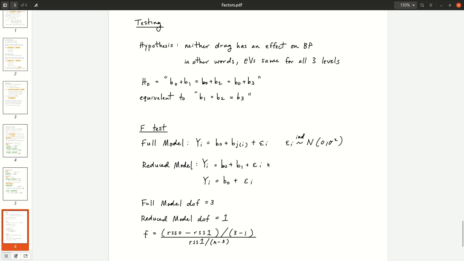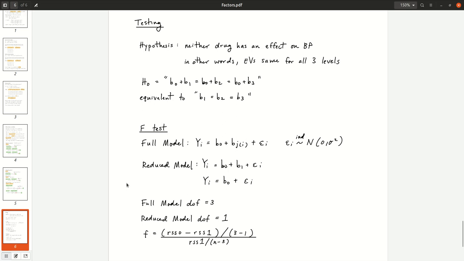And if you stare at this, you can see that this is just a constant mean model, but it has two parameters. So this is actually over-parameterized. So you can simplify this to just y_i equals B0 plus epsilon i, and then you interpret B0 as this common expected value among the three levels. This is the simplest way to write the reduced model, and this is the full model.